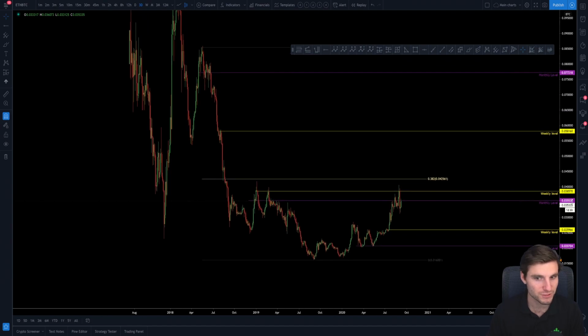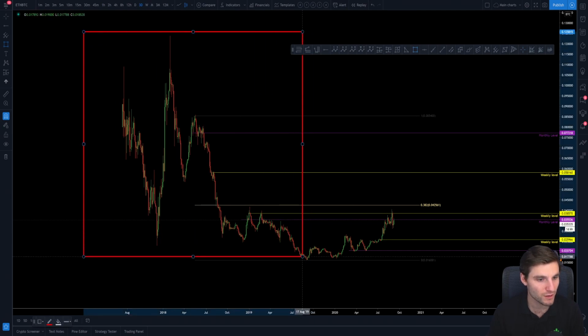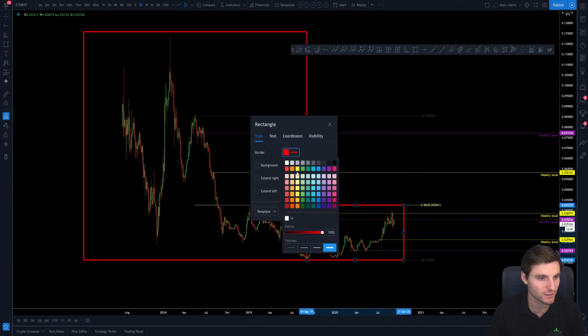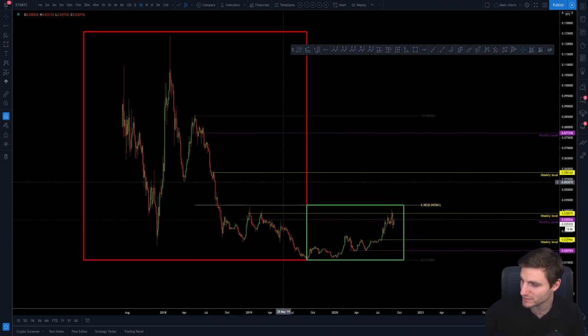Okay, what I'm going to do is make this a little bit simpler. I'm going to say this is all part of a correction. And now we've moved on to, let's just say, an impulsive part of the correction. I'm going to say this is different than what's gone on in the past.